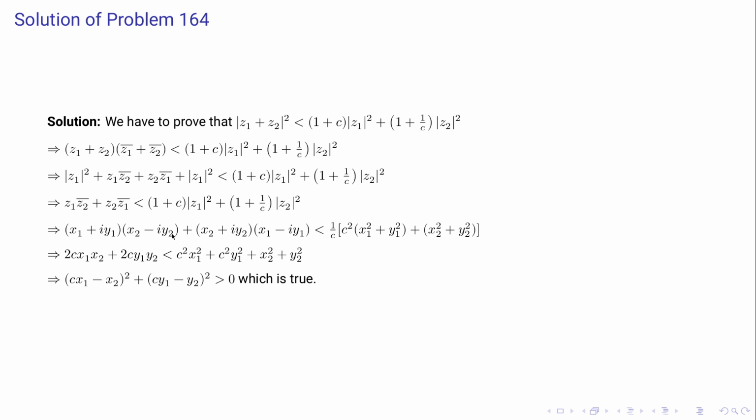Now we multiply the left hand side and we find that we will have only two terms, that is 2c x1 x2 plus 2c y1 y2. We bring this c to the left hand side, and this is less than c squared x1 squared plus c squared y1 squared plus x2 squared plus y2 squared. Now we bring everything on one side and we will have c x1 minus x2 whole squared plus c y1 minus y2 whole squared, which is a sum of two squares, which will always be greater than or equal to 0. And thus we have proven the result.